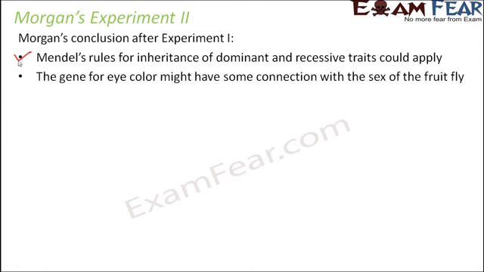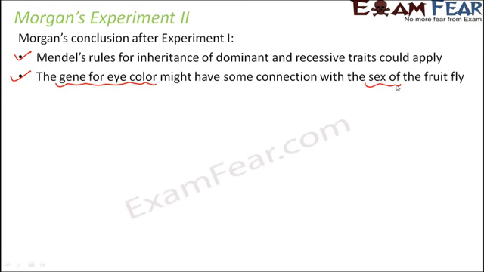But another thing that struck his mind was that the gene for eye color might have some connection with the sex of the fruit fly. Why did he get this doubt? Because he observed that the white eye color, which is the recessive trait, appeared in the F2 generation only in one sex, that is only in the male sex, but it was not seen in the female sex. So he got the thought that it is possible that the white eye color is limited only to the male sex.